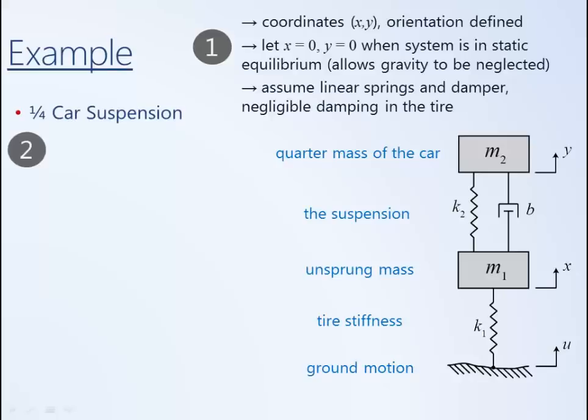The next step in the procedure is to draw the free body diagrams. In general, we need a free body diagram for each independent inertia. So in this case, we'll start with M2. Since we set up our system such that x equals 0 and y equals 0 in static equilibrium, we do not have to include the weight force. So the only two forces that will be applied to this mass will be the force generated by the spring with stiffness K2 and the damper.